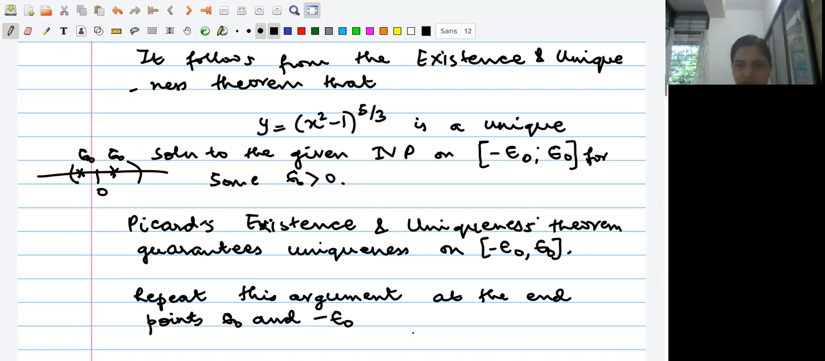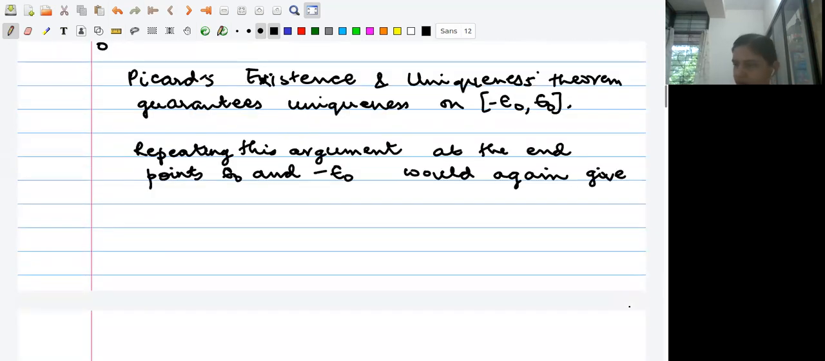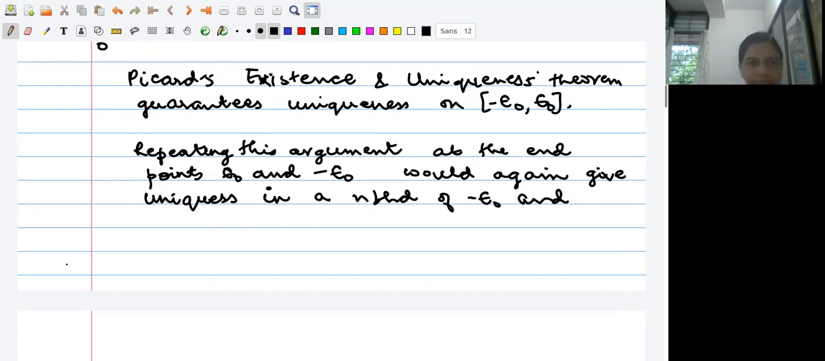So repeating this argument at the endpoints epsilon naught and minus epsilon naught would again give uniqueness in a neighborhood of minus epsilon naught and in a neighborhood of epsilon naught. Sorry, it's just sloppy here.